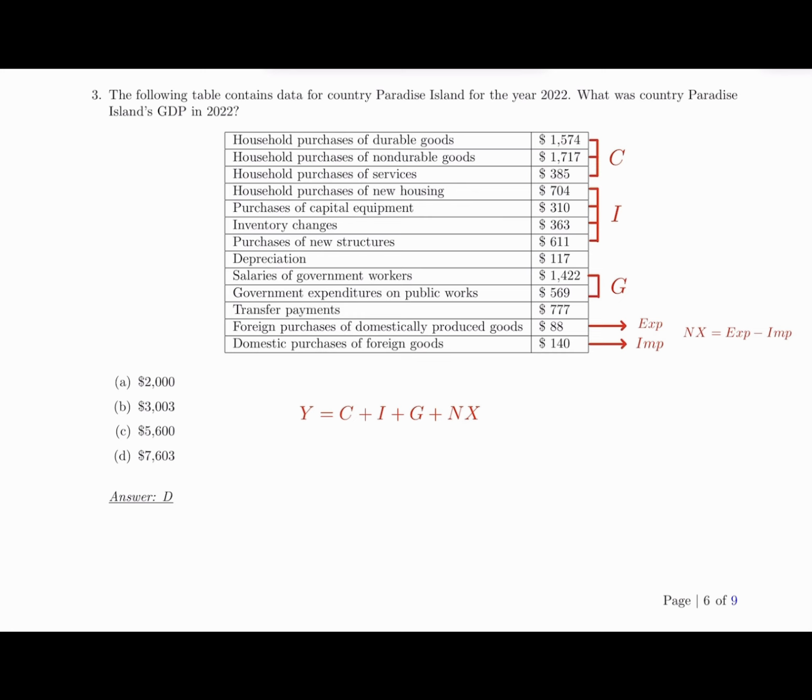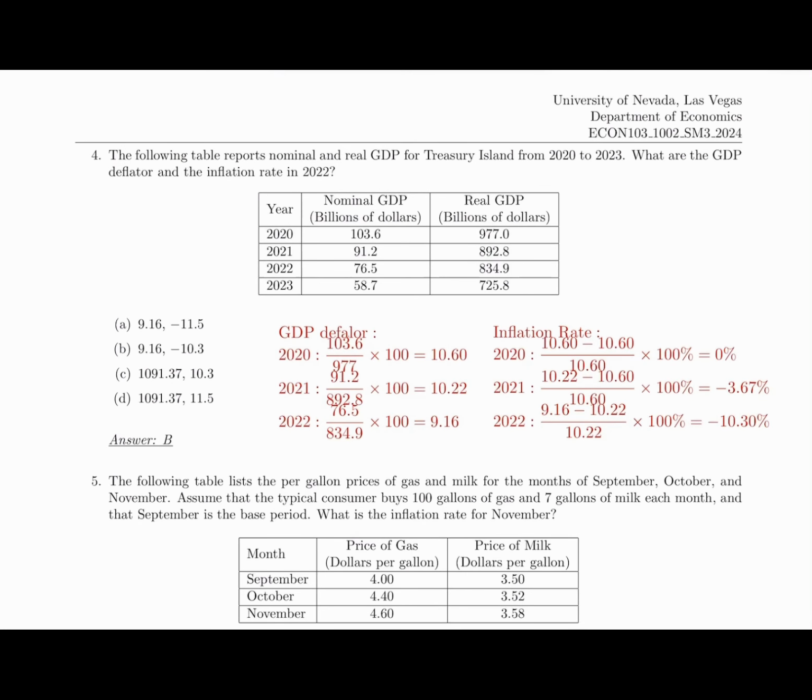GDP is $7,603. Question number 4. To tackle this question, start by calculating the GDP deflator for each respective year. Remember, the GDP deflator is computed as the ratio of nominal GDP to real GDP. Once you have these values, you can then calculate the inflation rate. The inflation rate is the percentage change in GDP deflator from the previous year. Based on these calculations, the answer is B.